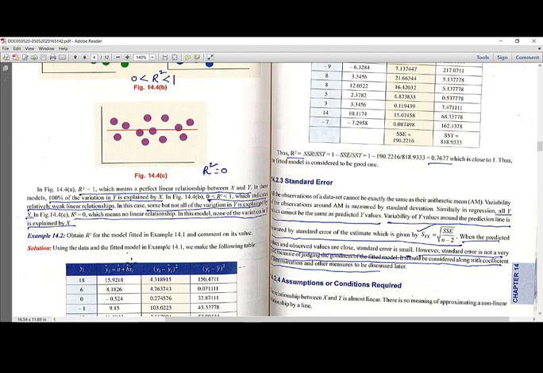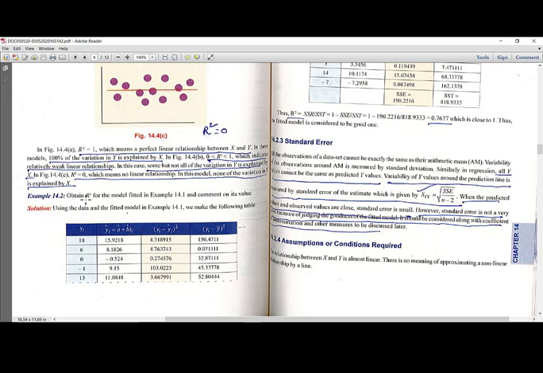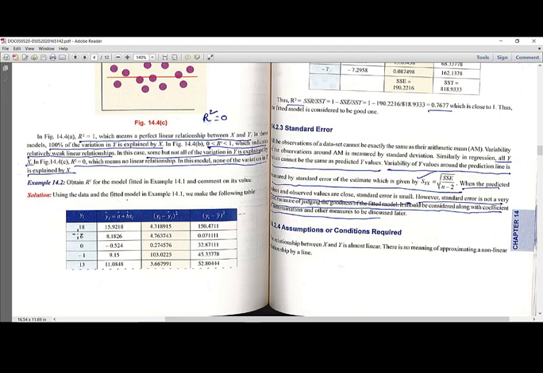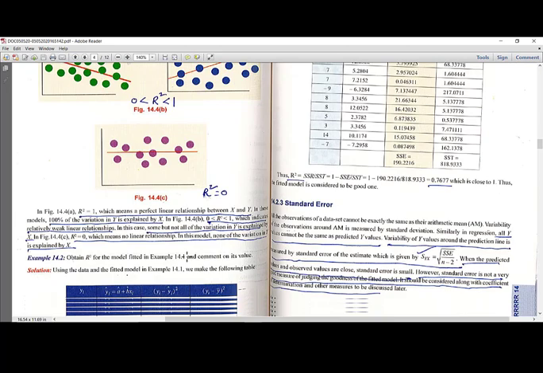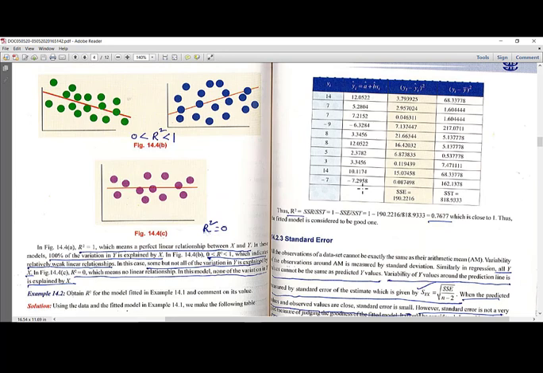Now for the same problem which we have seen as example 14.1, this part is related to obtaining R square for the model fitted in example 14.1 and commenting on its value. For that purpose, yi values are written, then yi cap, these are predicted values, a plus b cap xi, are given here, and then yi minus yi cap whole square, and here this column is yi minus y bar whole square. This is done for all 15 students. This table is continued here also.